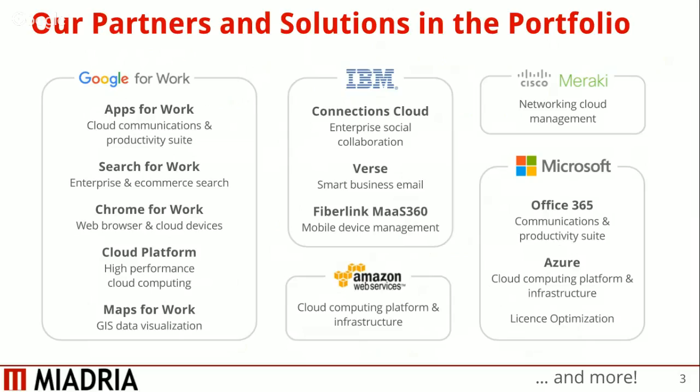So let me start with the Miadria portfolio. Via Google Enterprise, we are a Google for Work partner. We also do IBM and Microsoft for Office productivity suites, and for backends, we use Amazon Web Services, Azure, and Google Cloud Platform. Of course, if you move your Office productivity to cloud and part of your data center or a whole data center to cloud, then you have an issue of what to do with networking equipment.